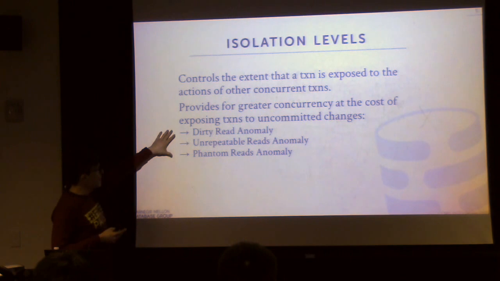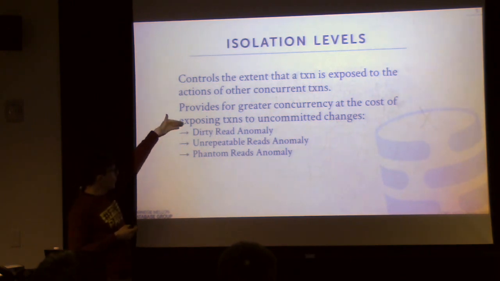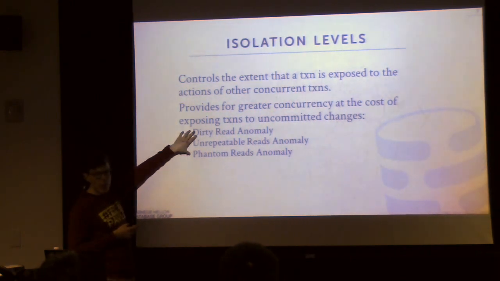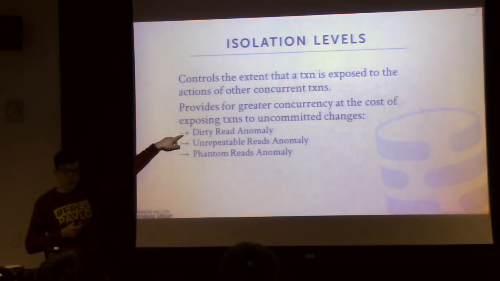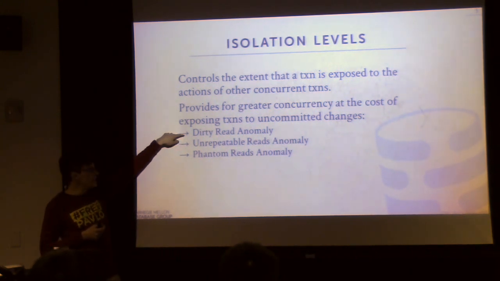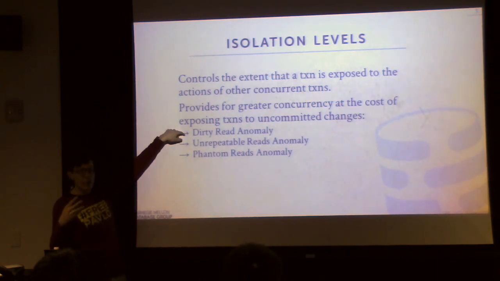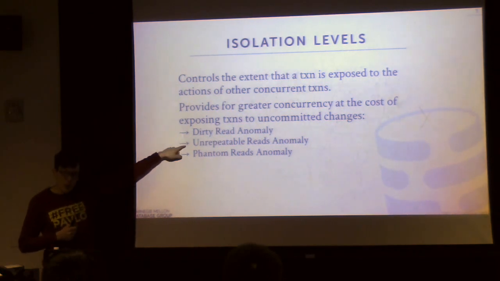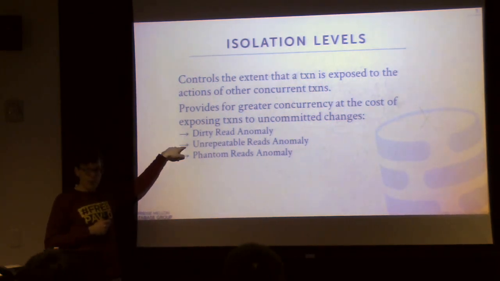So again, everyone here should have taken an introduction database course. So everyone here should be able to explain to me what these three anomalies are in isolation levels. So what's a dirty read? What does that mean? Read from a transaction that hasn't finished. Exactly right. So he said that you're reading data that was modified by a transaction that has not committed yet. Correct. What's an unrepeatable read? Somebody other than him.